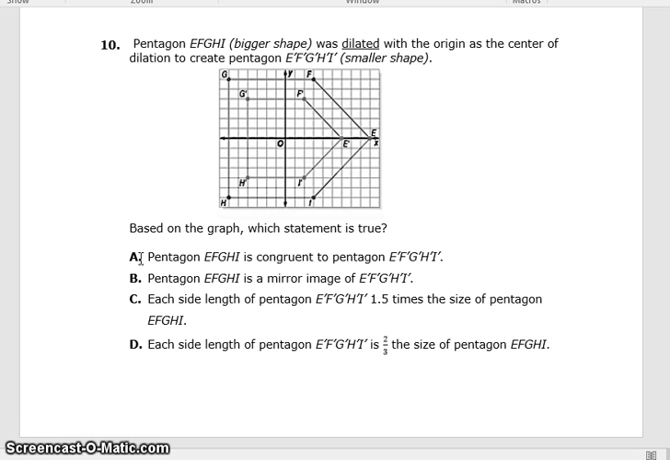A. Pentagon EFGHI is congruent to pentagon EFGHI prime. B. Pentagon EFGHI is a mirror image of EFGHI prime? C. Each side length of pentagon EFGHI prime is 1.5 times bigger than the size of pentagon EFGHI? Or each side length of pentagon EFGHI is smaller by 2/3 the size of pentagon EFGHI.